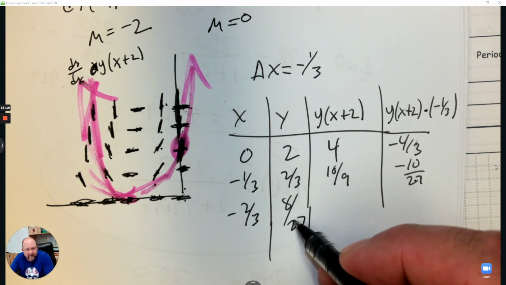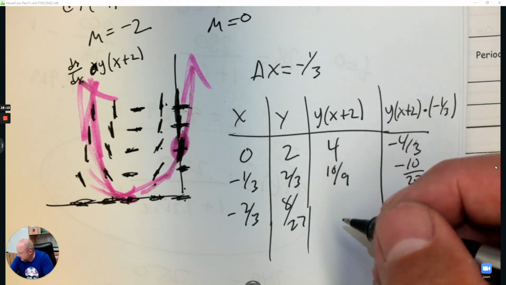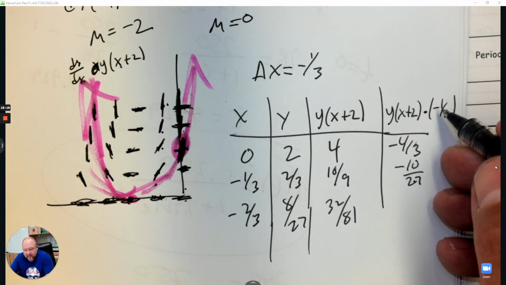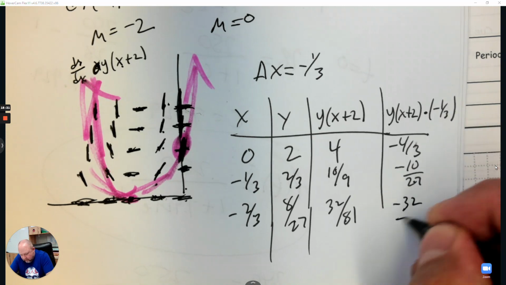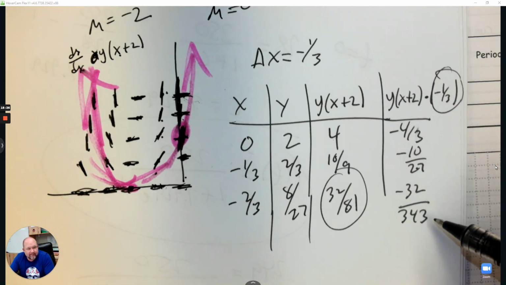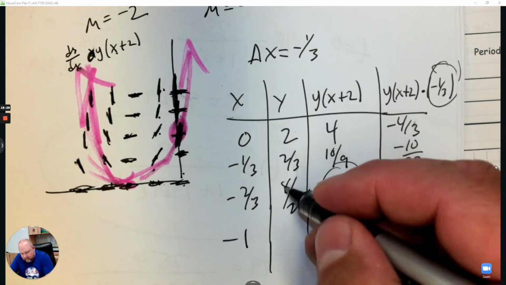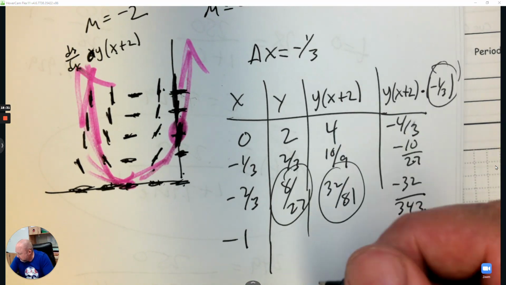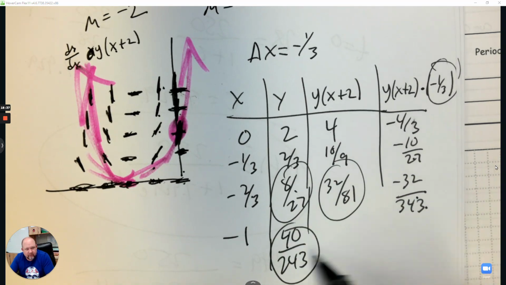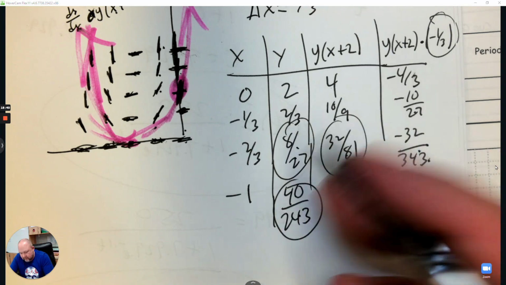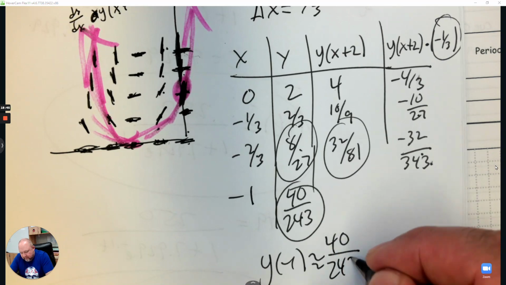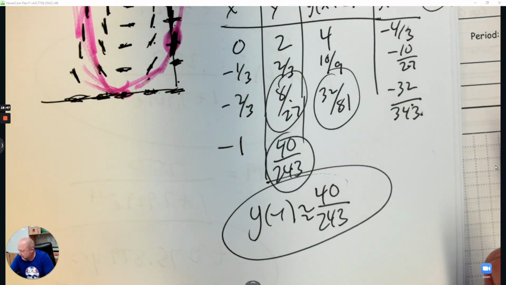Plug in -2/3 and 8/27 into this formula, and you get 32/81. So you take 32/81 times -1/3, and you get -32/243. So this number times this number. And then now we're at -1, so we need to add these two numbers together, and you get 40/243. You can use your calculator. So using Euler's method, that would be the approximation.